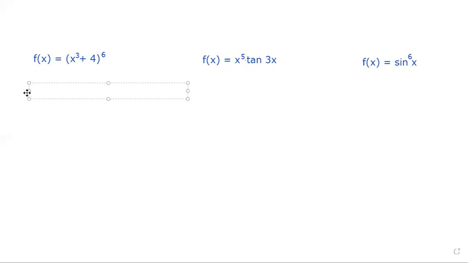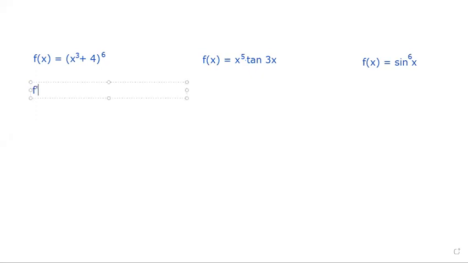All right. So first, let's look at this. We have the function f of x is equal to x cubed plus 4 to the 6th power. This is the classic application. Because if we didn't do it with the chain rule, of course, we would have to take this out, multiply it 6 times with each other, and then take the derivative. Okay, so we know that's very inefficient.